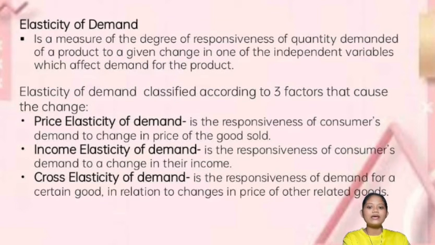Elasticity of demand is a measure of the degree of responsiveness of quantity demanded of a product to a given change in one of the independent variables which affect demand for the product. There are three classifications of elasticity of demand. First, the price elasticity of demand, which is the responsiveness of consumers' demand to a change in the price of goods sold. Next is the income elasticity of demand, the responsiveness of consumers' demand to a change in their income. Lastly is the cross elasticity of demand, the responsiveness of demand for a certain good in relation to changes in the price of other related goods.